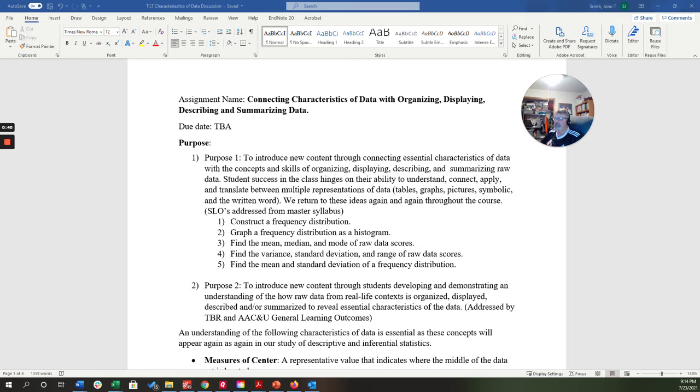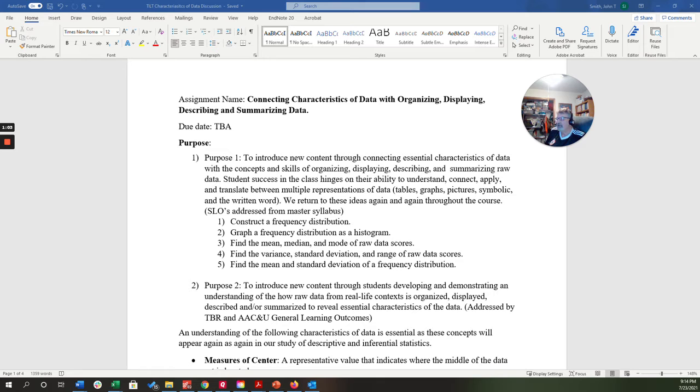Student success in the class hinges on their ability to understand, connect, apply, and translate between multiple representations of data: tables, graphs, pictures, symbolic, and written word. We return to these ideas again and again throughout the course. These are foundational things that if students don't get these, it's going to be a very long semester for them. So we're trying to beef up this section.